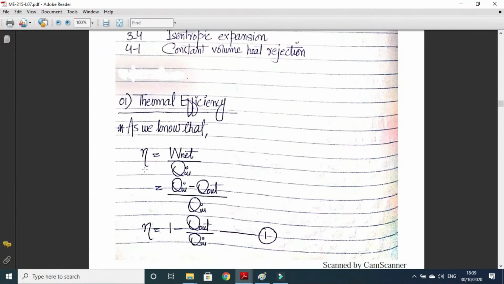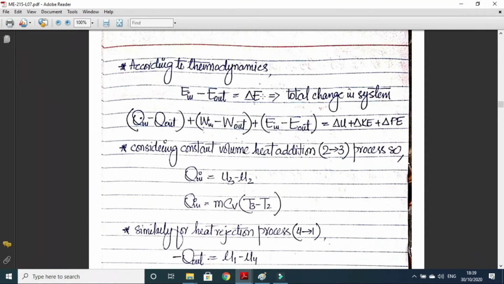We know that efficiency is W net divided by Q in. We can also write W net as Q in minus Q out, divided by Q in. We can break the LCM, so Q in will be cancelled out. So 1 minus Q out upon Q in. This we can call equation number 1. So according to thermodynamics, we have learned that energy in minus energy out is equal to total change in energy of the system. So this is the law of conservation of energy.